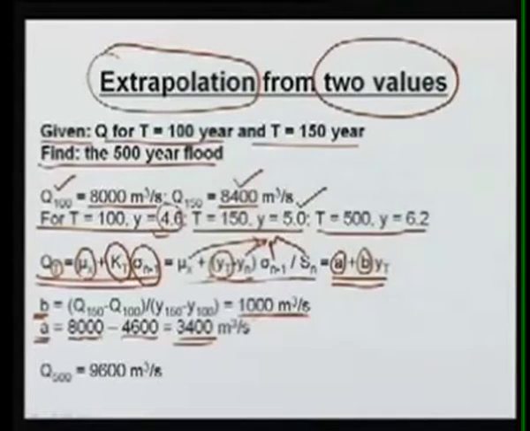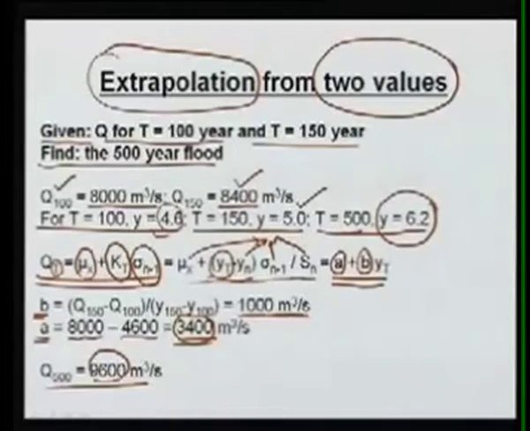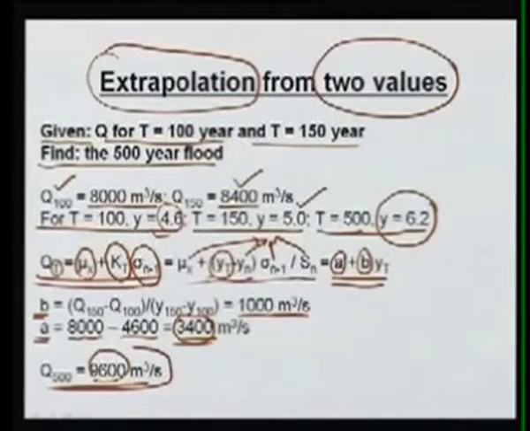And then using the value of y for 500 years, we can obtain Q500 as 3400 plus 6200, which is 9600. So it comes very close to the value which we obtained from the graphical method, but this can be obtained directly without the need of plotting the graphs. So a 500-year flood for the given data can be taken as 9600 meter cube per second.